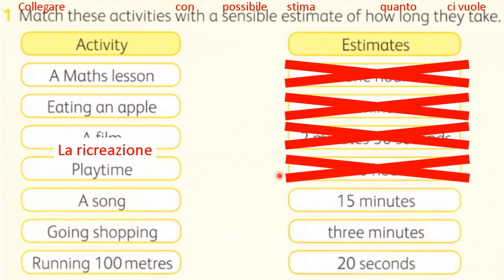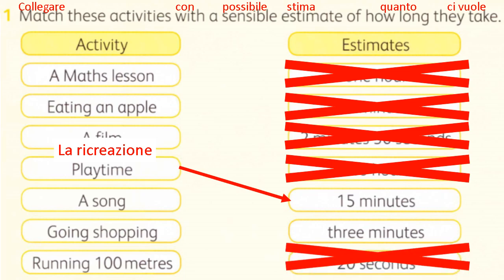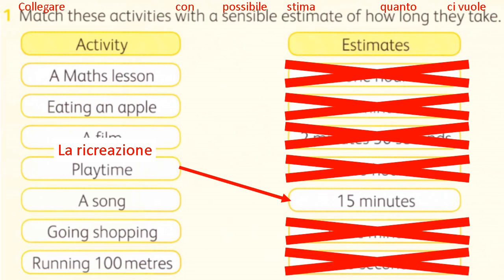2 hours is too long, and so that's not a sensible estimate. 15 minutes is possible, so it's a sensible estimate. 3 minutes and 20 seconds obviously are not sensible.